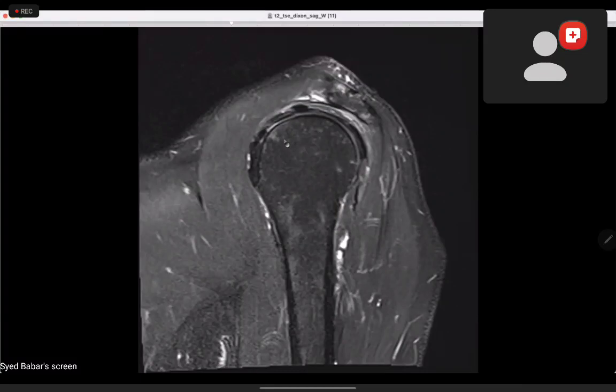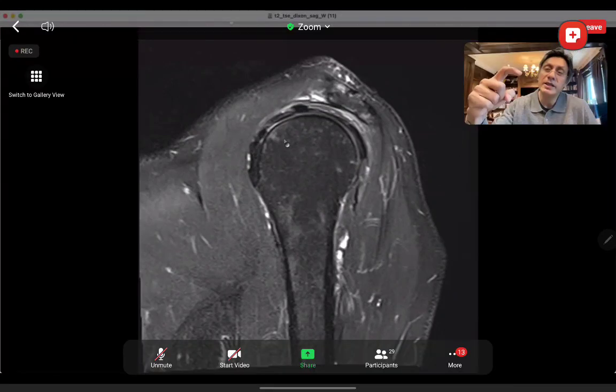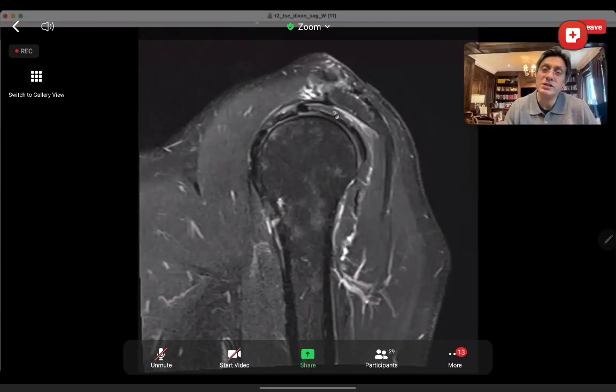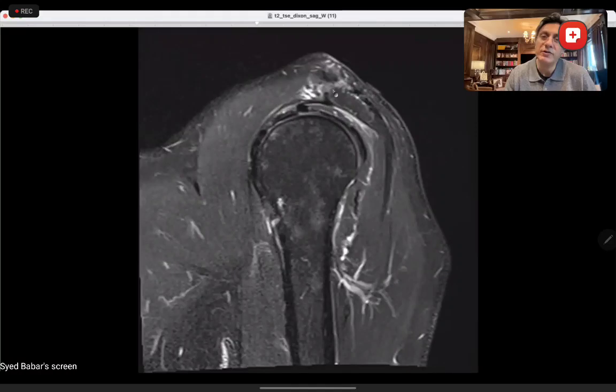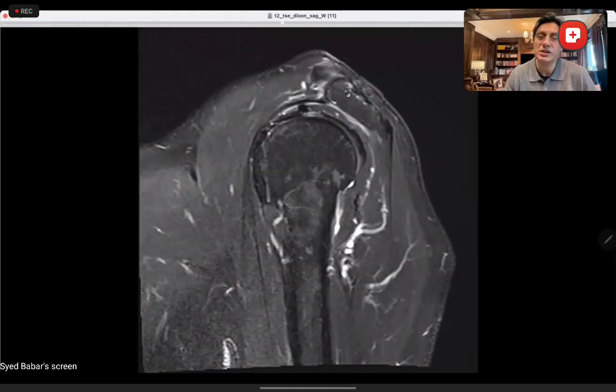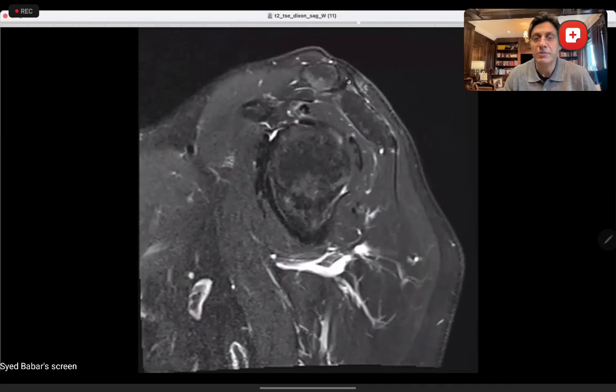Ideas? Go on. It's type 2. Type 2 is more like this. So if you actually follow it, it's almost flat here. So I would say type 1. And this is where, if it was type 2, it'll go like this. So it'll head like this. So I would say it's a type 1, but there's a bit of capsular edema.